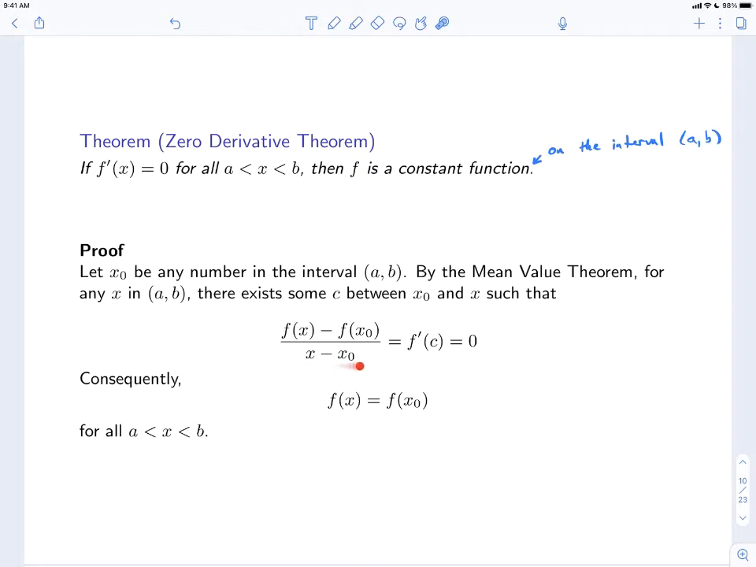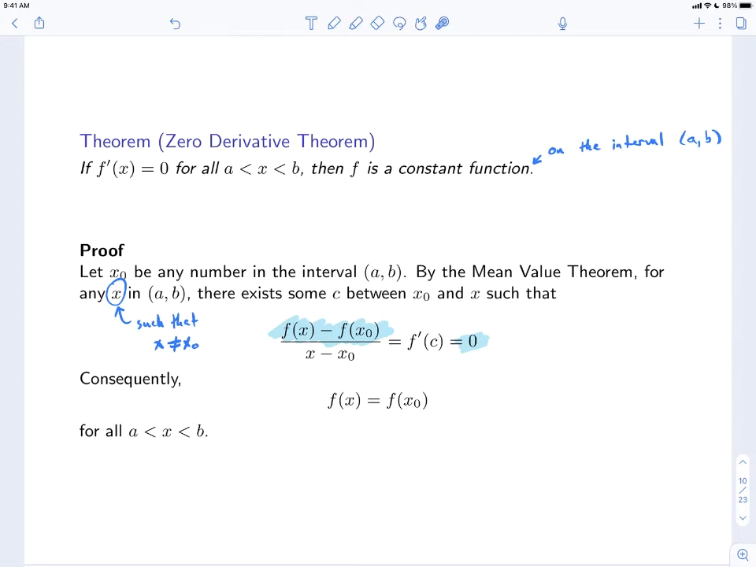Well, as long as we choose x not equal to x0, so it probably should say by the mean value theorem for any x such that x is not equal to x0, in that case, the denominator can't be 0. And so the numerator must be 0 because we have a quotient which is equal to 0, and the denominator isn't equal to 0. So that means the numerator must be equal to 0. So that tells us that f at x minus f at x0 is equal to 0.